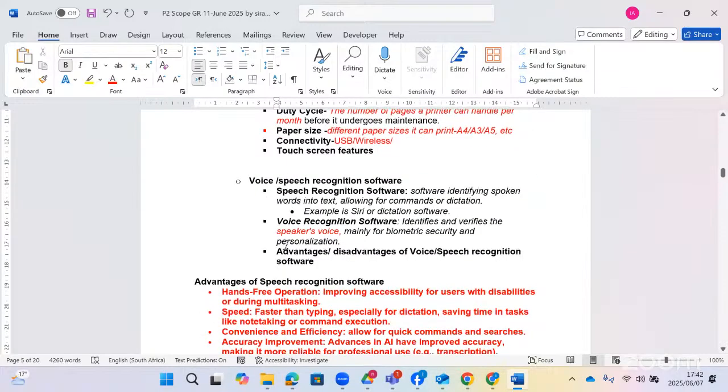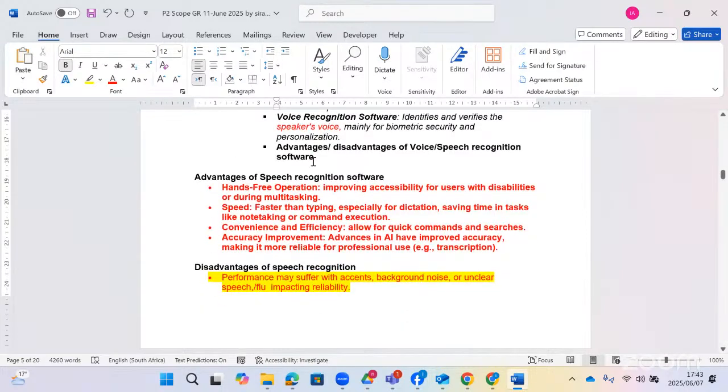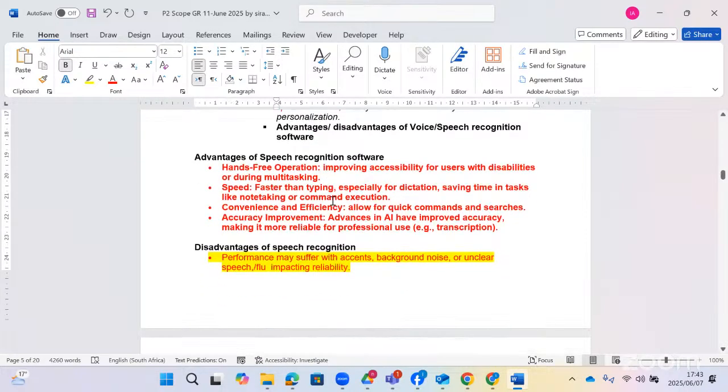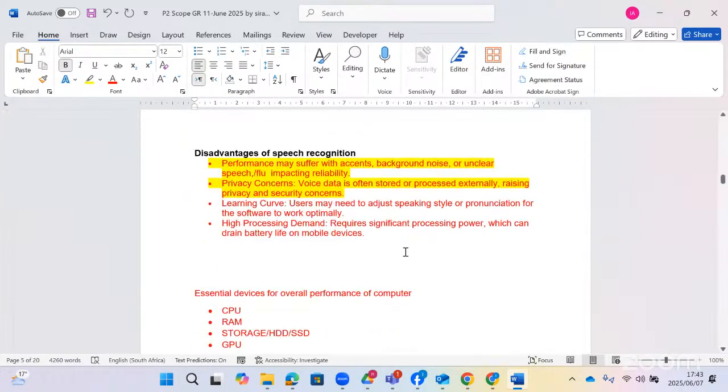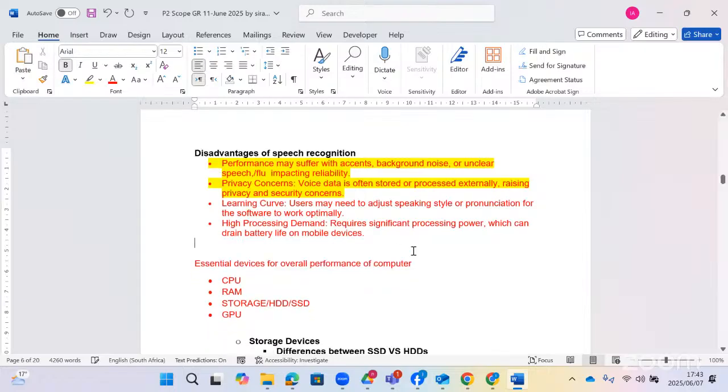Right, then we move straight to voice or speech recognition software. Now, these are assistive software like we discussed earlier on. The speech recognition identifies the spoken word. Voice recognition identifies the speaker's voice, mainly for biometrics and personalization. So you need to know their advantages and disadvantages, which I've listed here as well. Right, so these are the advantages. But then if you are using voice and you have flu, you struggle to unlock your device when you use it as a biometric.